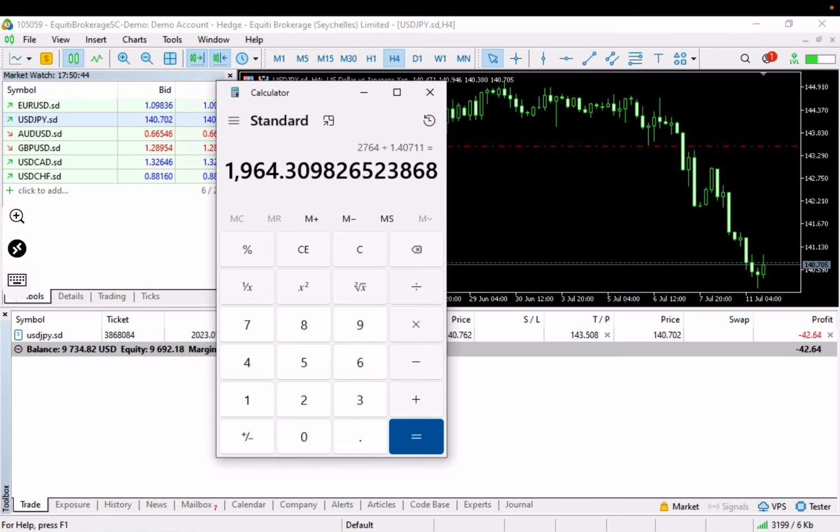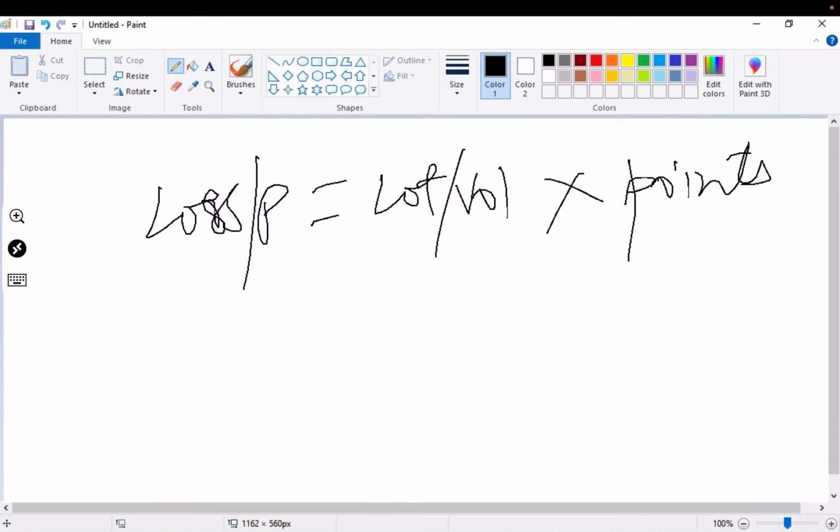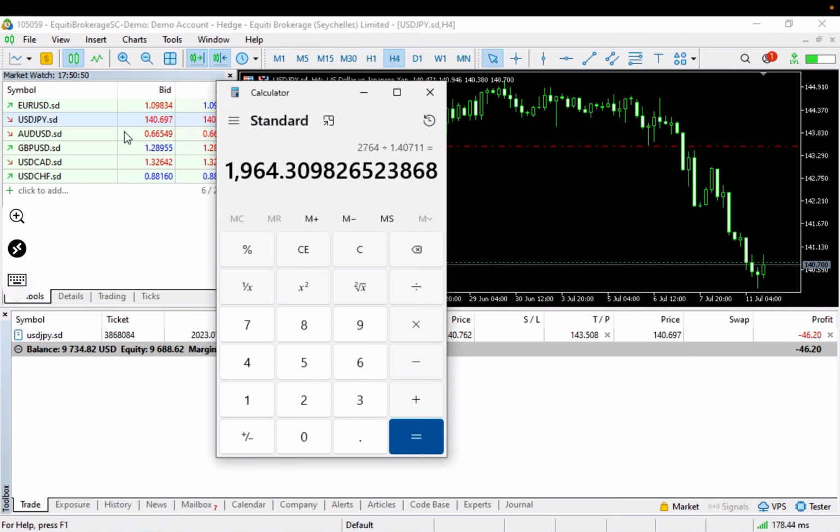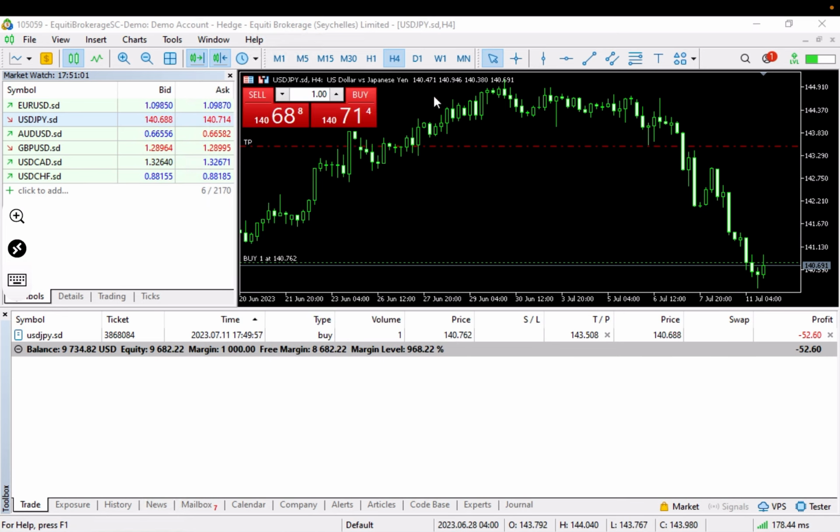So it's very simple. You just have to multiply lot size into points and divide it by the number, whichever is the conversion rate, and it has to be in the 5-digit format, and then you will get the loss or profit. This is how you can calculate your loss or profit, and it is very essential, because if you understand the points, then you can decide the lot size. You can reduce or increase your lot size to adjust your risk.